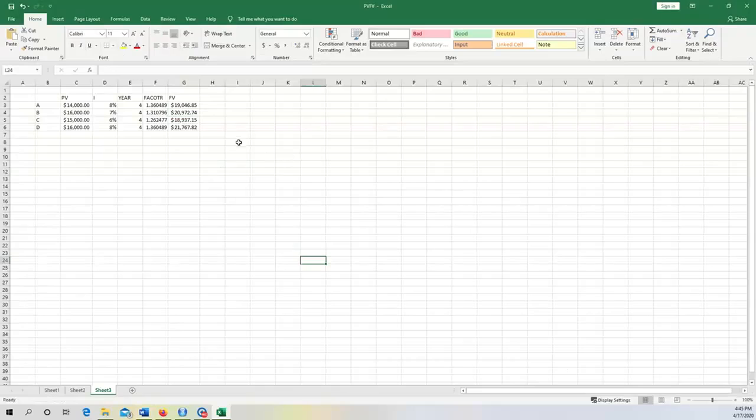Now we can see B and D, right? They both give you future value bigger than $20,000. So there are 2 correct answers to this question. Both B and D are correct. That means you can choose either B or D and you will be correct. This is how we can use a spreadsheet to calculate the future value or present value.